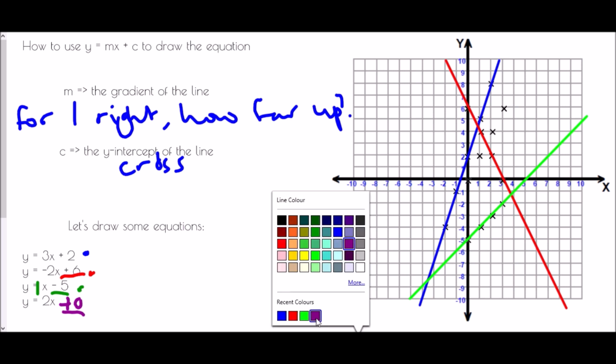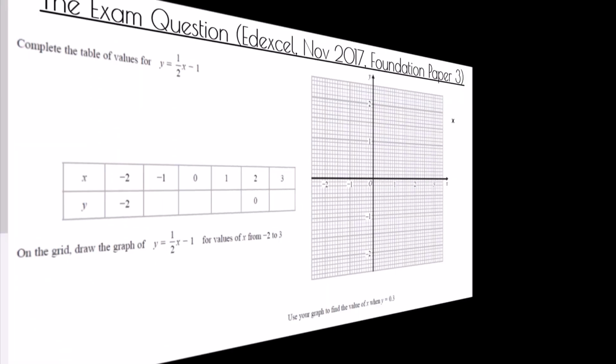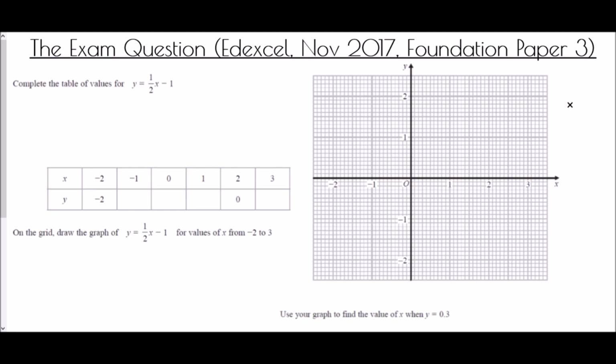So let's join up our points with a straight line, going straight through the points that we have drawn. Okay, and so finally we come to the exam question. This came from Edexcel in November 2017 and it was on Foundation Paper 3.